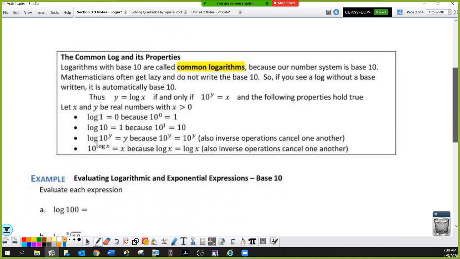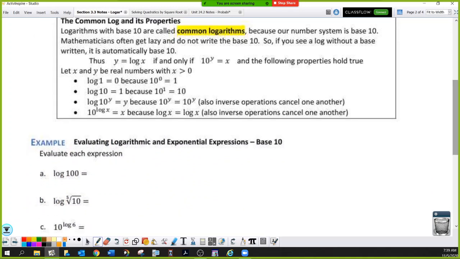The common log. What is the common log? Well, I don't know if you knew this or not, but the number system that we use to count with is a base 10 number system. Every single number that we have is technically an exponential base 10 number. That is why our places in our numbers are called the ones place, the tens place, the hundreds place, the thousands place. Those are all powers of 10.